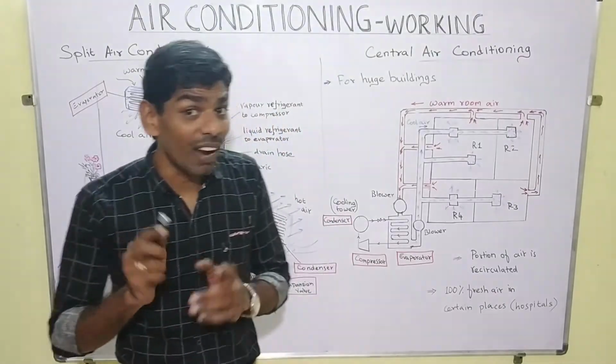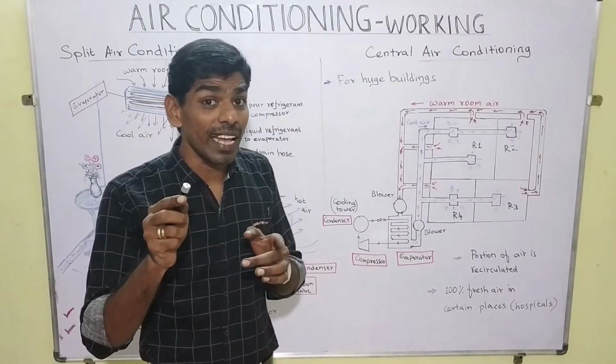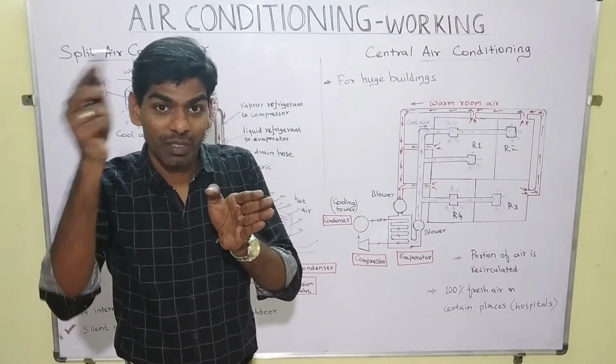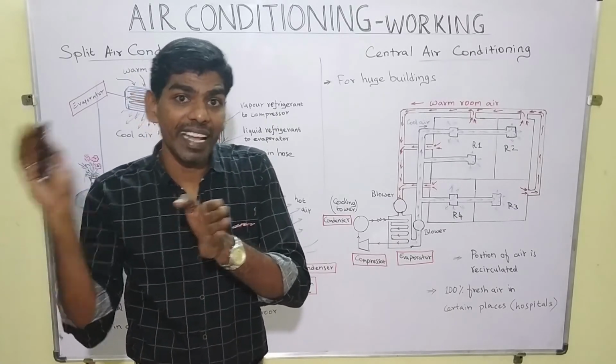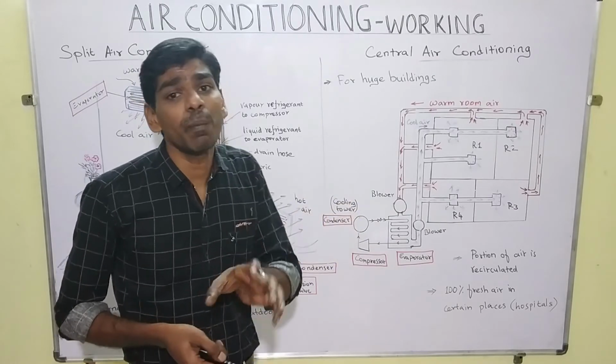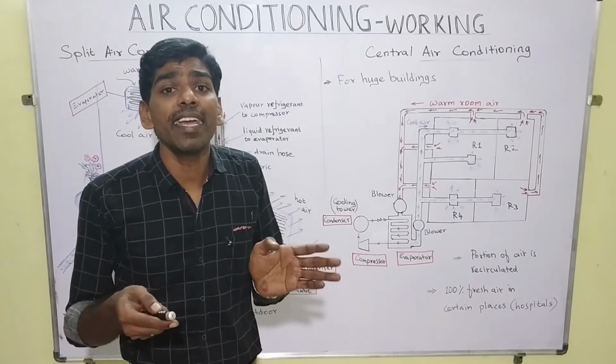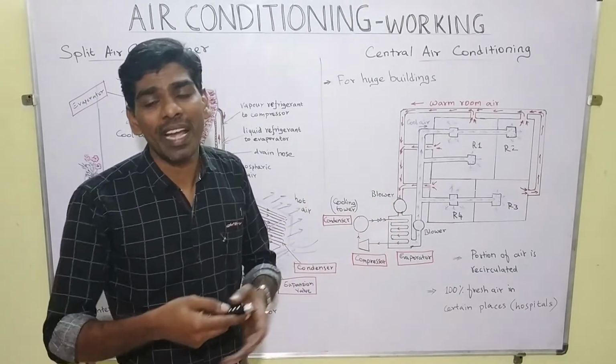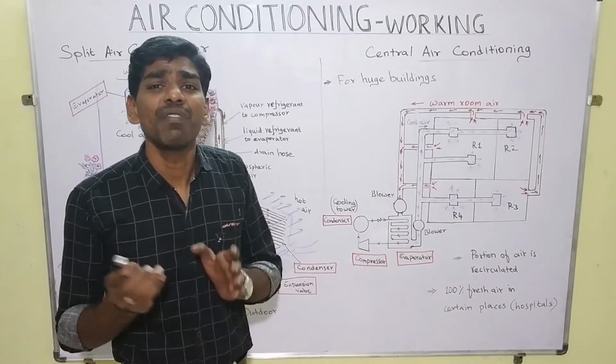Here we have to look at one thing. In the previous cases we know that the room air is circulated. We don't give atmospheric air inside. Similar setup is shown here. But in certain places we cannot supply the room air back to the room again. In those cases fresh air is given.